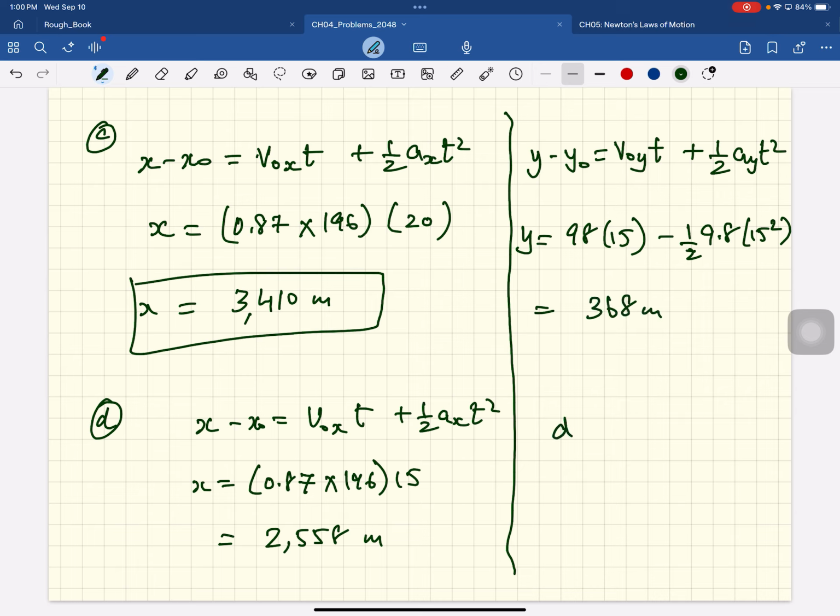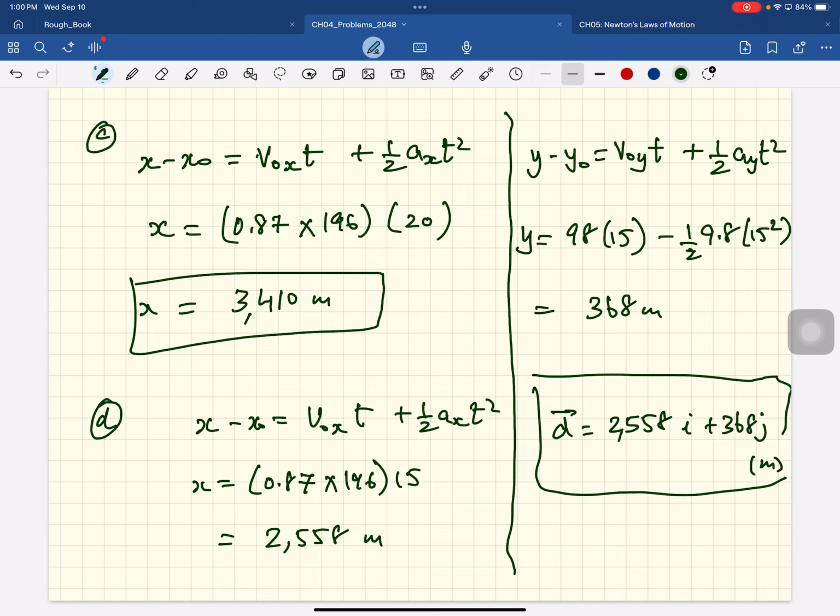All right, so your displacement is 2,558 i plus 368 j, in meters. So that's where you're located 15 seconds after you were launched.